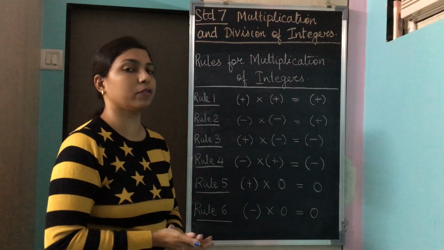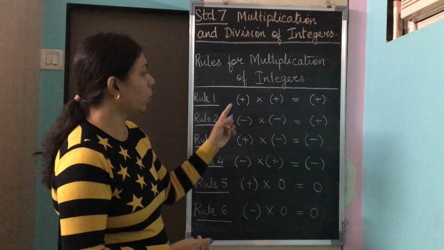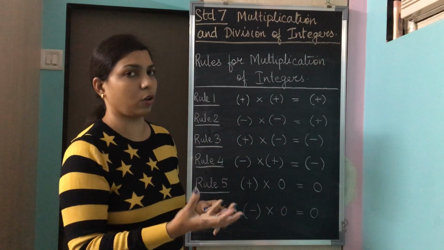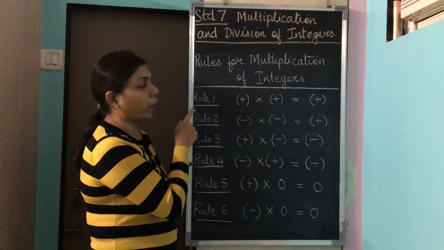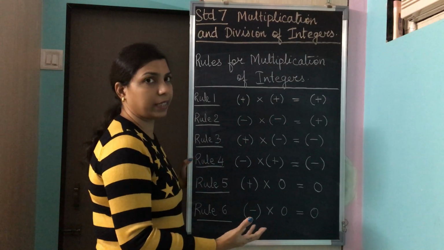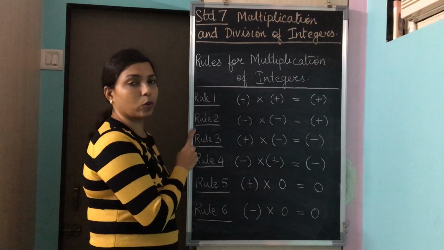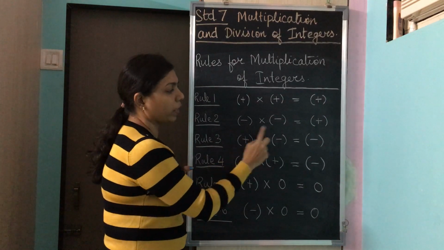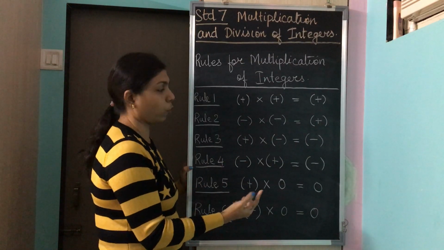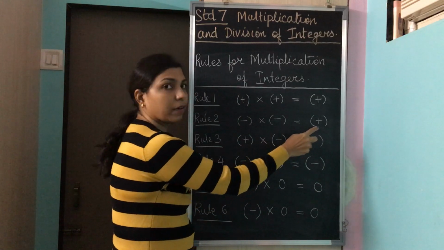Okay, so there are 6 rules which you have to remember when you are doing sums for multiplication of integers. Now, what I've written over here are the signs which are present with your numbers. So your first rule: when you multiply two positive integers, your answer will always be positive. The second rule: when you multiply two negative integers, your answer will become positive. Okay, so minus multiplied by minus will give you a positive answer.